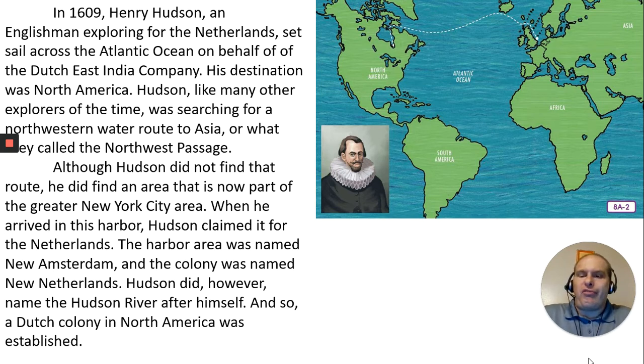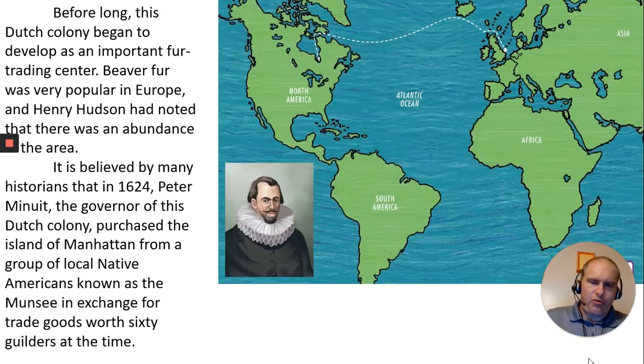When he arrived in this harbor, Hudson claimed it for the Netherlands. The harbor area was named New Amsterdam, and the colony was named New Netherlands. Hudson did, however, name the Hudson River after himself, and so a Dutch colony in North America was established. We learned more about Henry Hudson and other explorers in the European Explorers Unit.